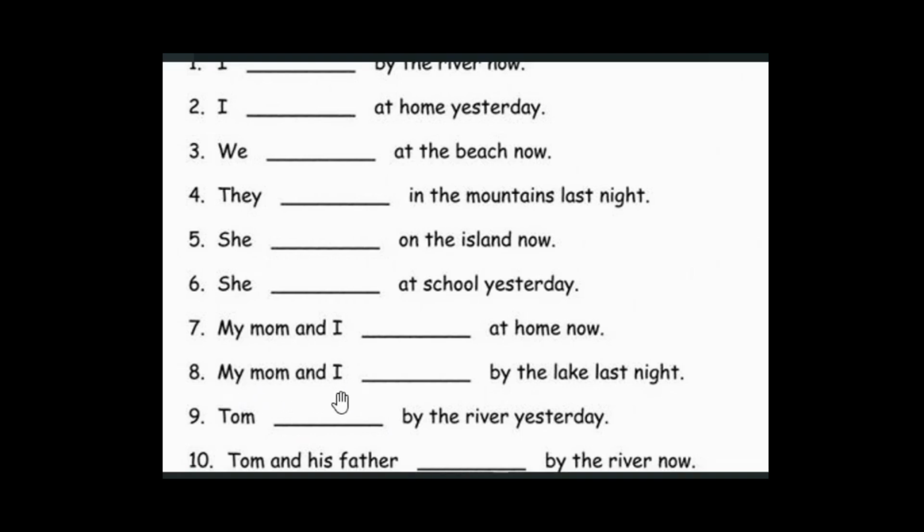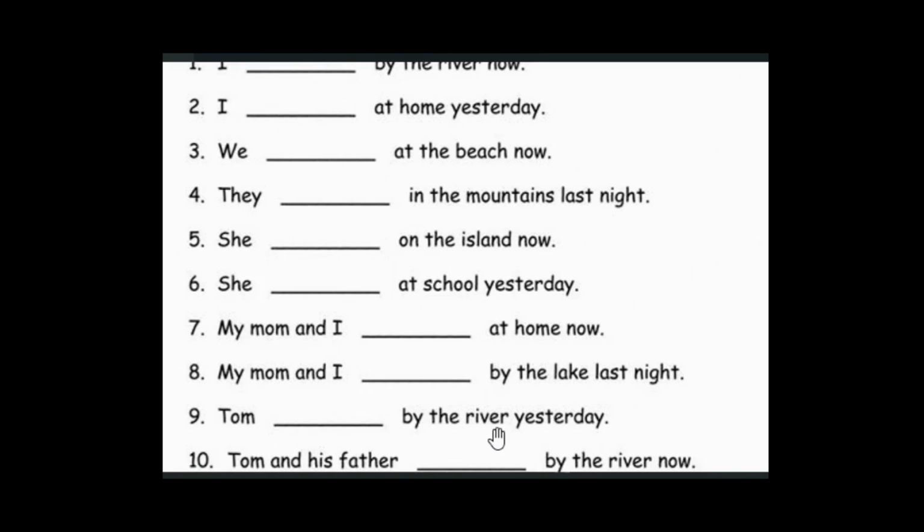Next one, "my mom and I dash by the lake last night." So my mom and I were, because this action is completed, a finished action. So we should choose to use were. My mom and I were by the lake last night. They were together at the lake last night. Yesterday night they were at the lakeside. This is a finished action, that's why we have chosen were.